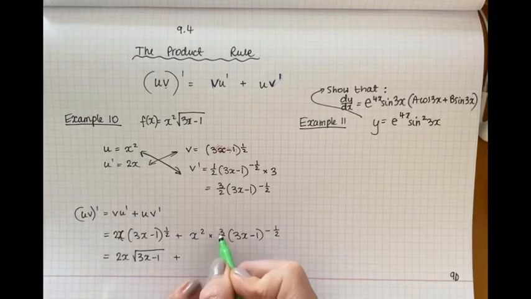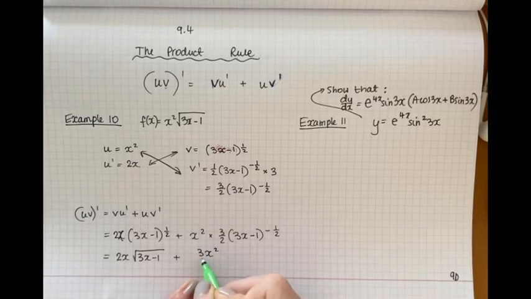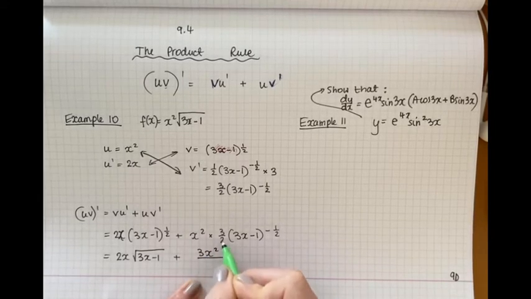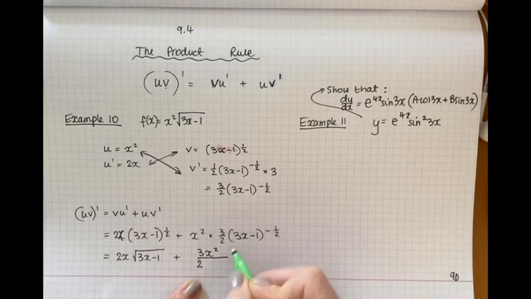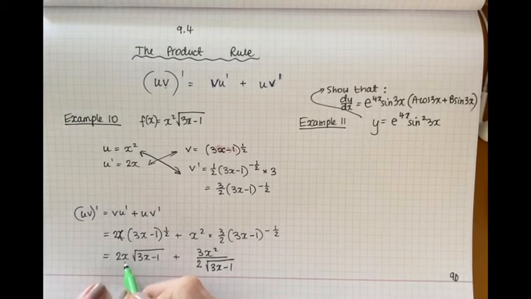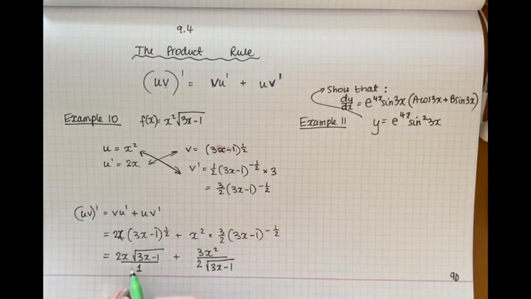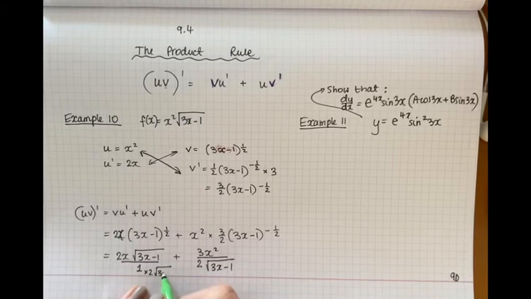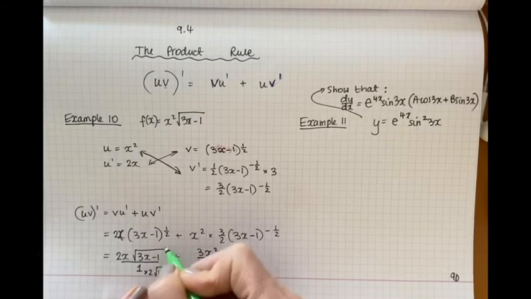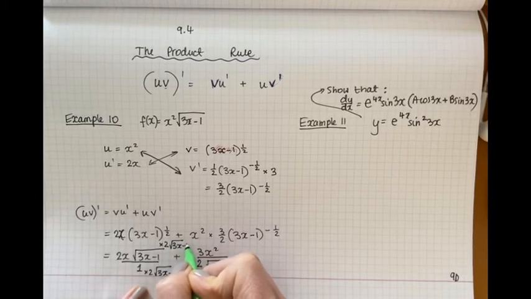Okay, so over here we've got 2x times square root of 3x minus 1 plus, let's send this into the denominator. You will have 3 and x squared in the numerator, because remember x squared is x squared over 1. In the denominator you will have 2, and this one will be 3x minus 1 to the power of a half, so 3x minus 1 square rooted. We're going to combine these, so treat this as a fraction. So common denominator is 2 times root 3x minus 1. So you times the top by 2 times 3x minus 1.